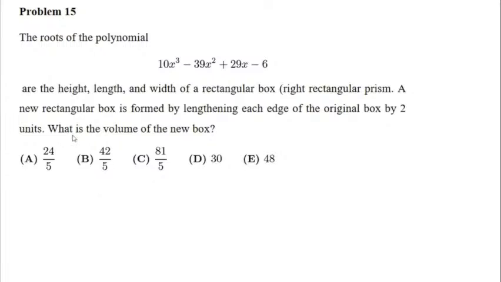AMC 12A 2022, problem number 15. The roots of the polynomial 10x cubed minus 39x squared plus 29x minus 6 are the height, length, and width of a rectangular box. Right rectangular prism. A new rectangular box is formed by lengthening each edge of the original box by 2 units. What is the volume of the new box? Okay.